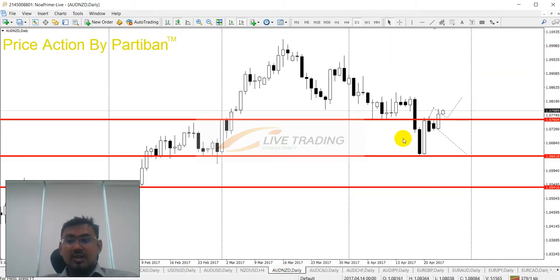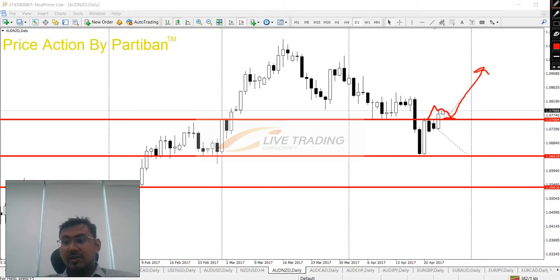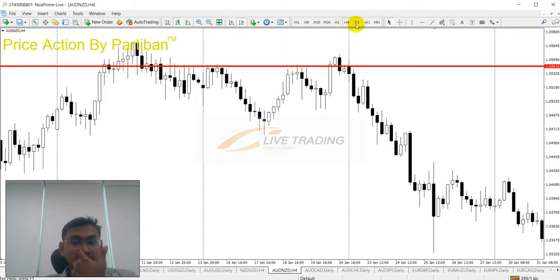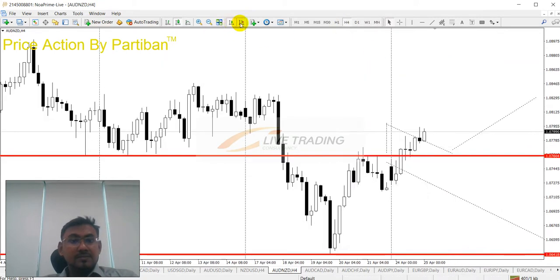Australian New Zealand dollar, I think I've mentioned this. If market penetrates this, indicating this, you must wait for the pullback, retest at this area. With the confirmation, you can go long. Let's look at H4. See, market has penetrated, wait for retest, you can buy at a cheaper price.